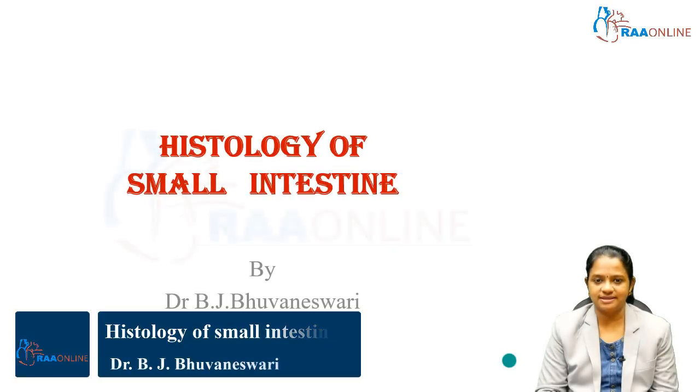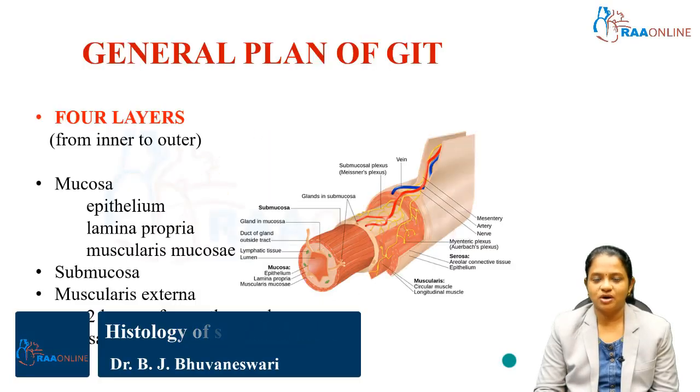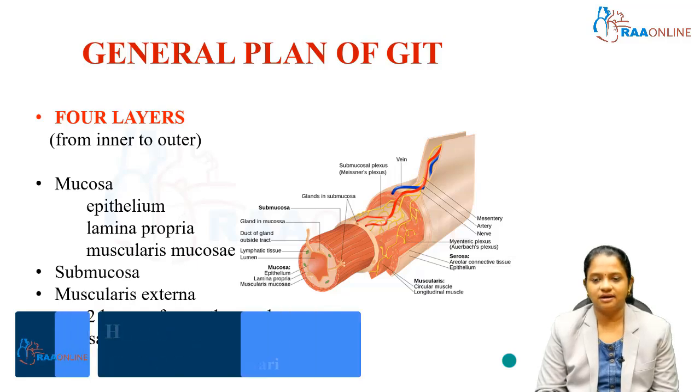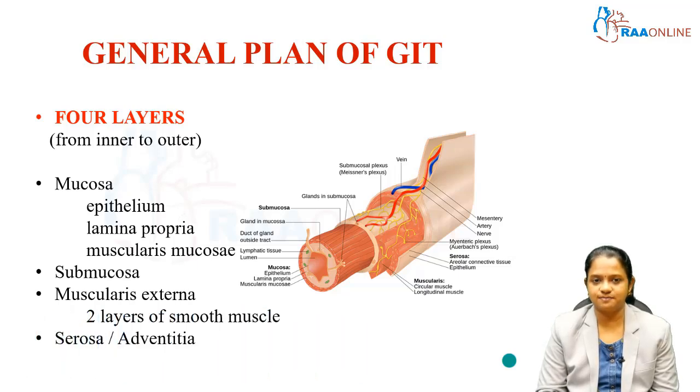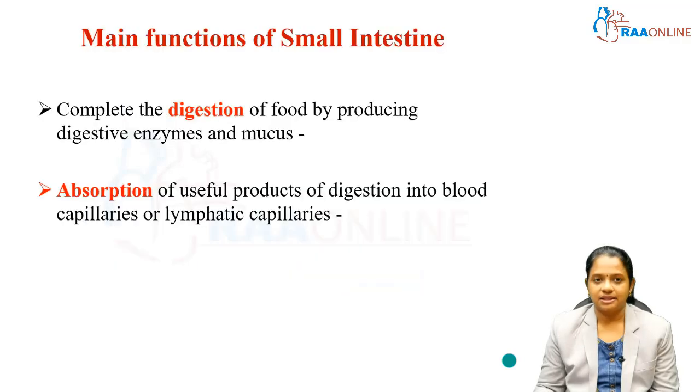Histology of small intestine. The small intestine has 4 functional layers from the luminal aspect to the outside. So, from inner to outer, it is mucosa, submucosa, muscularis externa, serosa or adventitia. The main functions of the small intestine are to complete the digestion of food by producing digestive enzymes and secreting mucus, and absorption of useful products of digestion into blood capillaries or lymphatic capillaries.